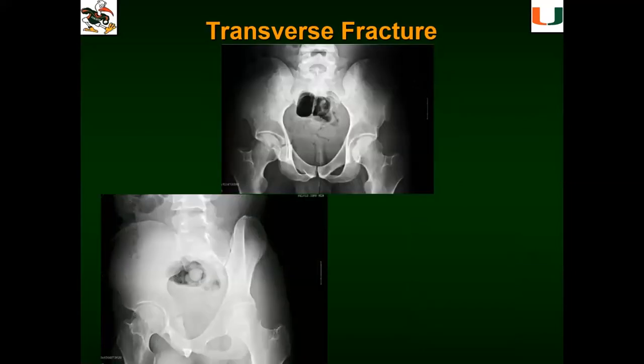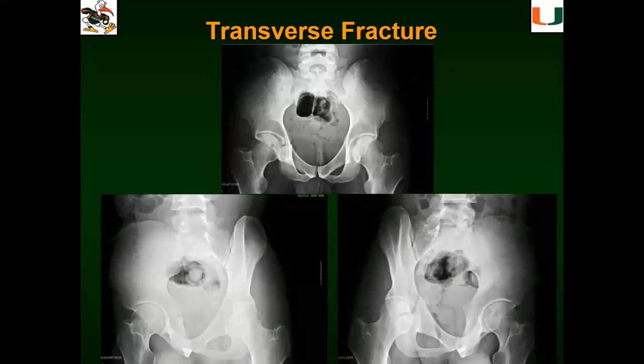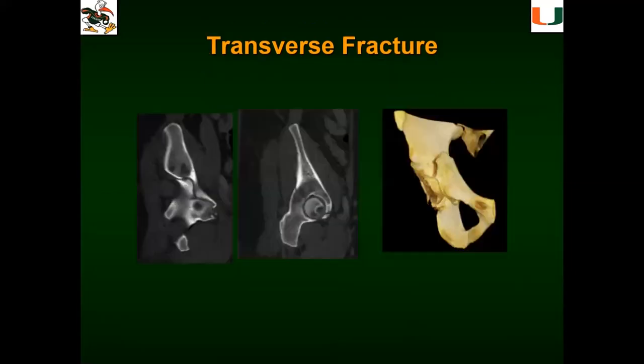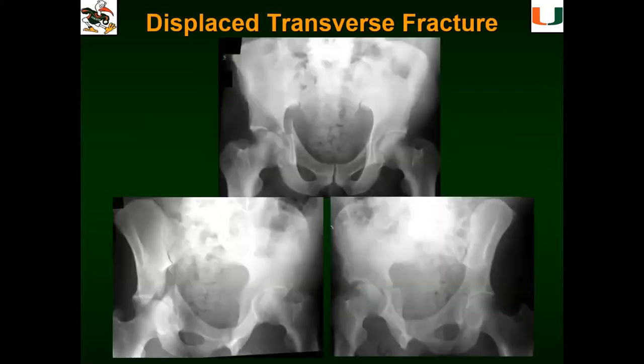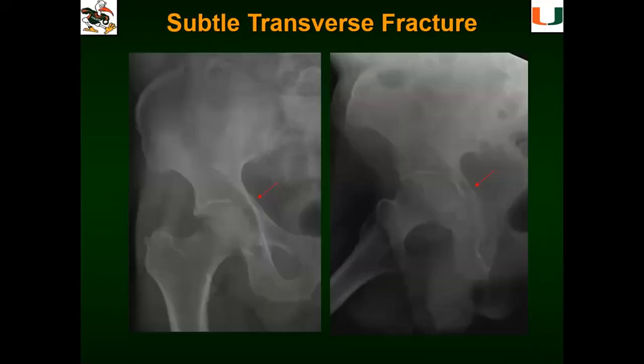That's classic for these transverse type fractures. Here's another example of a transverse fracture. Again, it affects both the ilioischial and iliopectineal lines, but spares the iliac wing and the obturator ring, and there is no spur sign. Here's a displaced transverse fracture, similar concept, but there's displacement of fracture fragments.